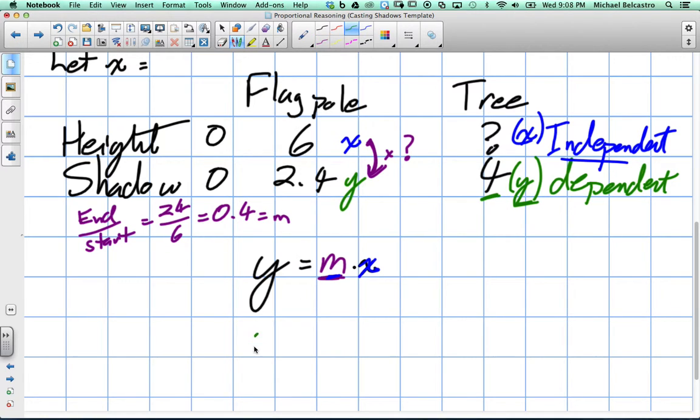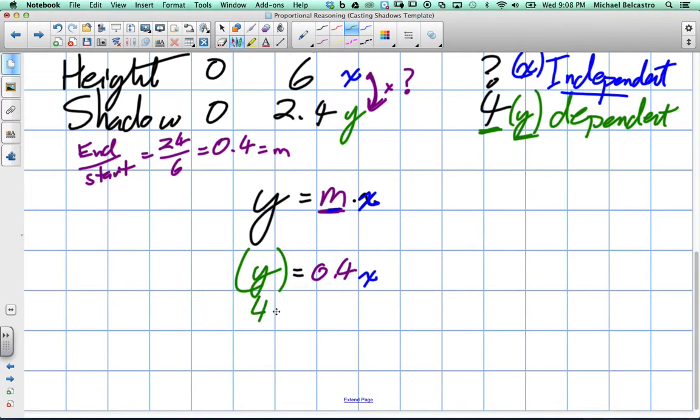So y is equal to m, which is 0.4, times x. Well, we know our dependent variable in the tree's case, it's 4. So we're going to replace y with the value of 4. So 4 is equal to 0.4 times x. And the goal is to figure out our x. Well, we'll need to divide both sides by 0.4.